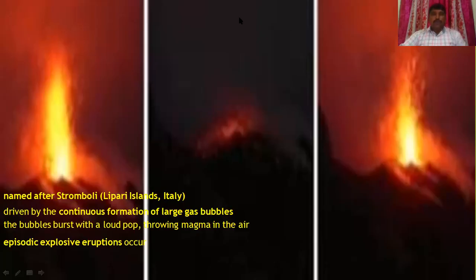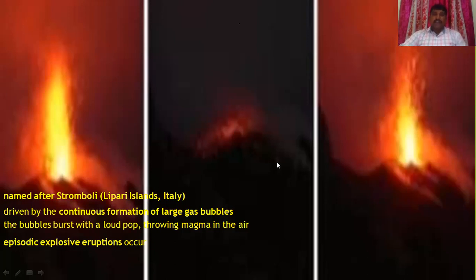The Strombolian type of volcanoes is a type of volcanic eruption named after the Stromboli volcano, that is in the Lipari Islands, Italy, Mediterranean Sea. The Stromboli volcano, which is known as the lighthouse of the Mediterranean Sea, has been erupting lava continuously for centuries. The Strombolian eruptions are driven by the continuous formation of large gas bubbles within the magma.